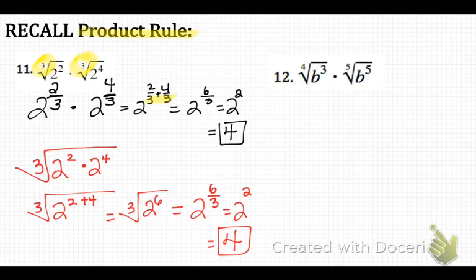So on number 12, can I do the red way? No, why not? Because the roots are not the same. So the black way will always work, whether or not the roots are the same. But sometimes the red way is a little bit faster if I do happen to have the same root, okay? So for number 12, I have a 4th root, and what else do I have? A 5th root. So those are 2 different roots. So can I do the red way? No, I have to do it the first way. I have to turn it into exponents, a fractional exponent, and then solve.